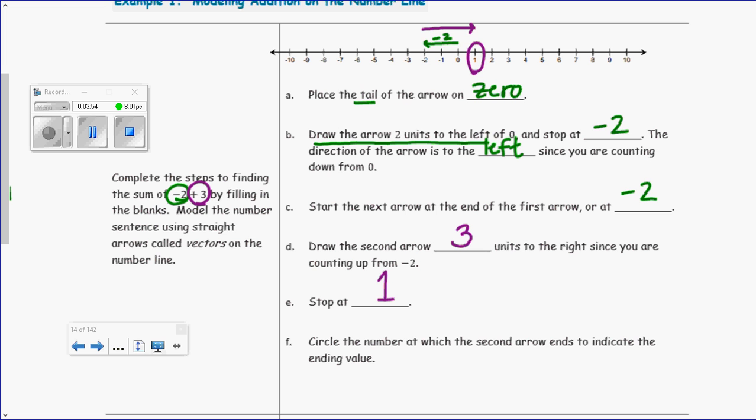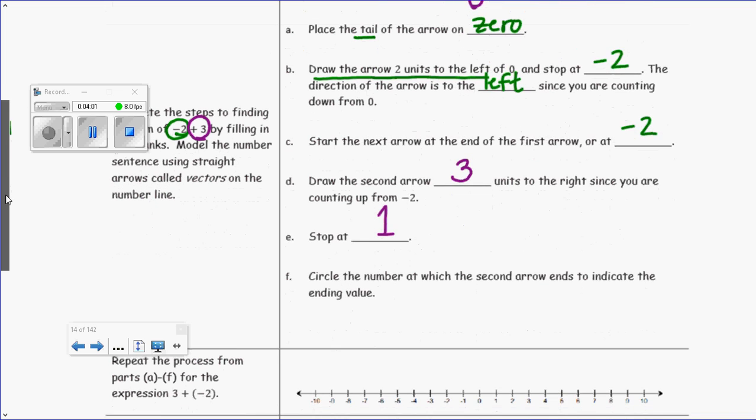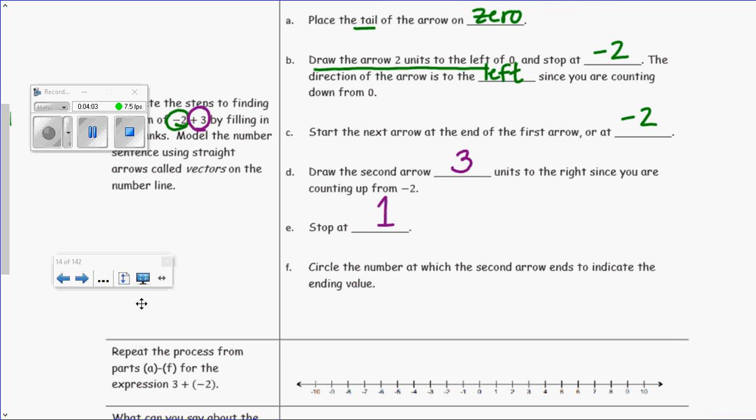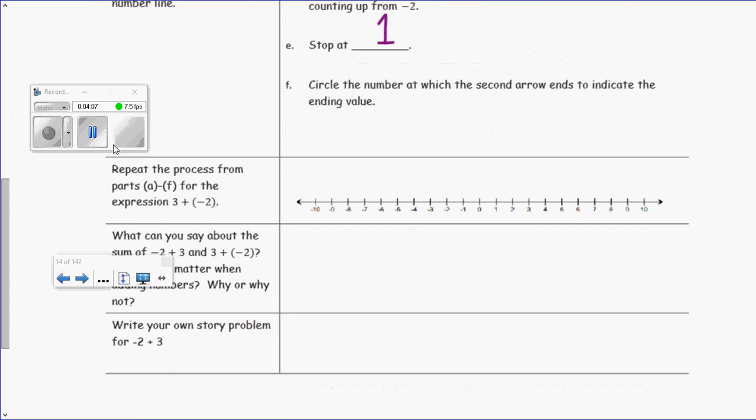So what I want you to do is pause the video and try that process for the next problem. Repeat those steps A through F for the expression 3 plus negative 2. Pause it. Do 3 plus negative 2 on your own with the straight lines. Start at 0, move this direction this many, and then move this direction this many. Okay, pause it and try that on your own, and then we'll see what happened.